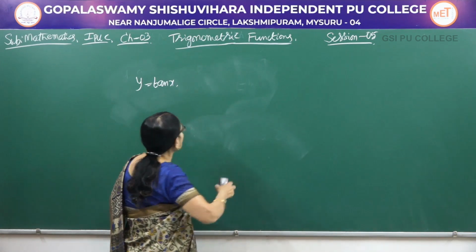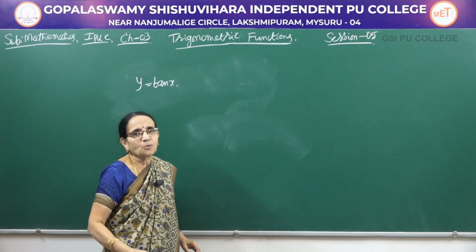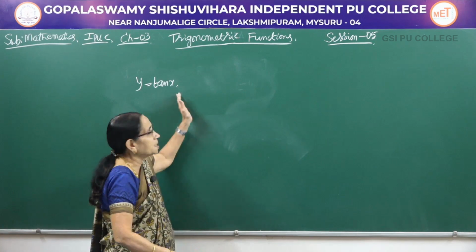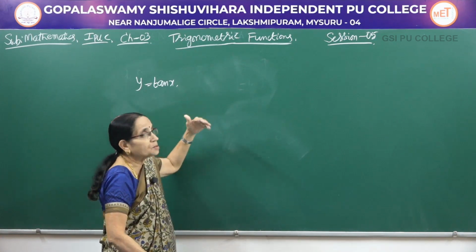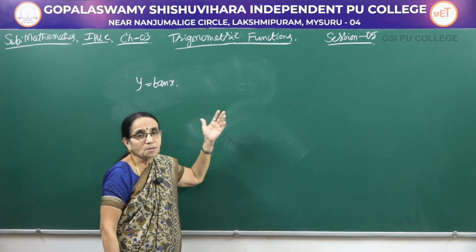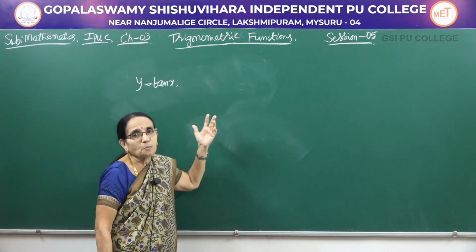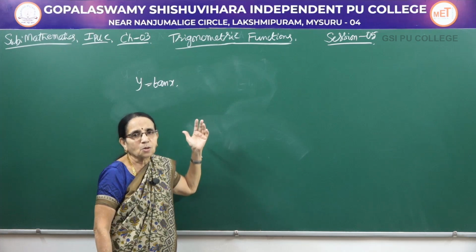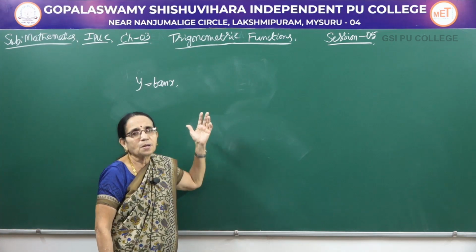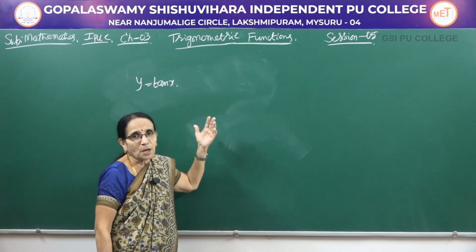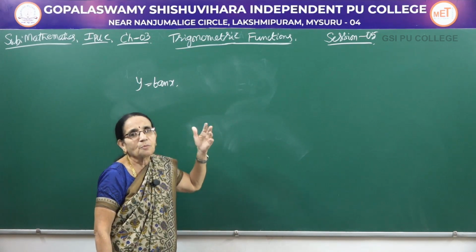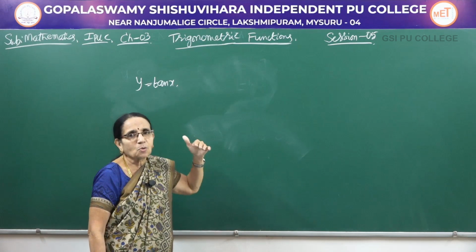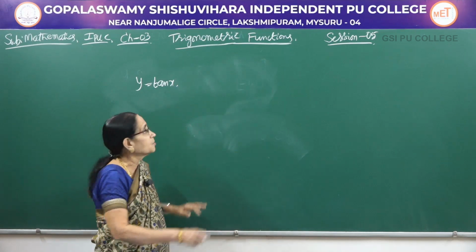Therefore, here you can give any value for x. Suppose you give 90, 270, like that. 90 means 1 into pi by 2, 270 means 3 into pi by 2. The next is 5 into pi by 2, 7 into pi by 2. That means all the odd multiples of pi by 2. So whenever you give those values, it is not defined.